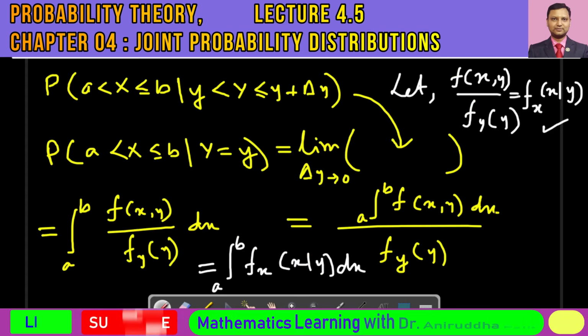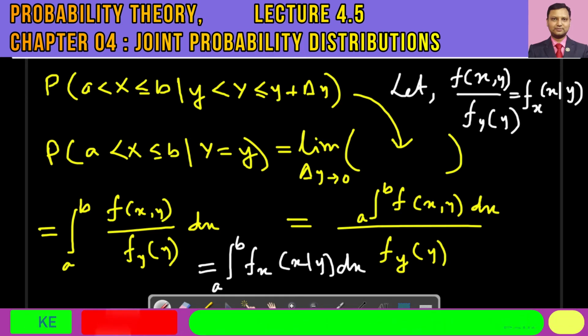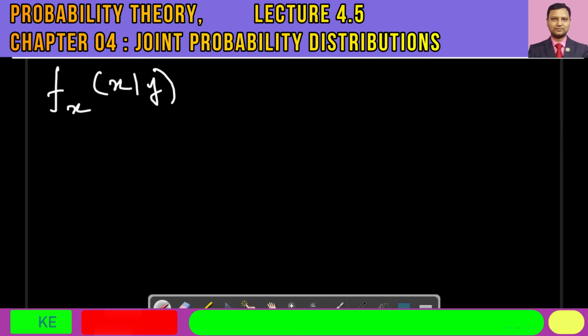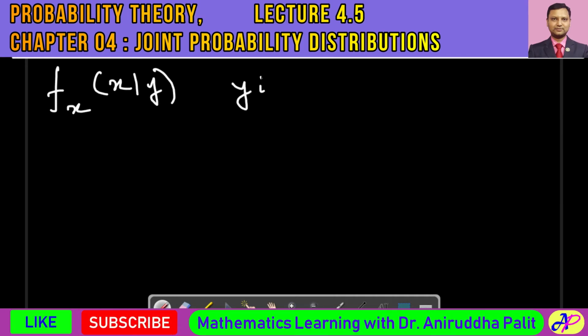So over here we got the conditional density function of X. Let me summarize this in the next page. We have the conditional density function of X as f_X(x given y). Over here, mind it, y is a parameter; it behaves like a parameter.